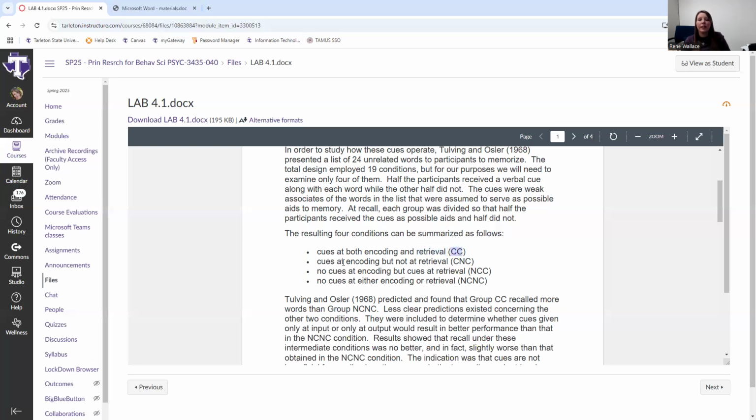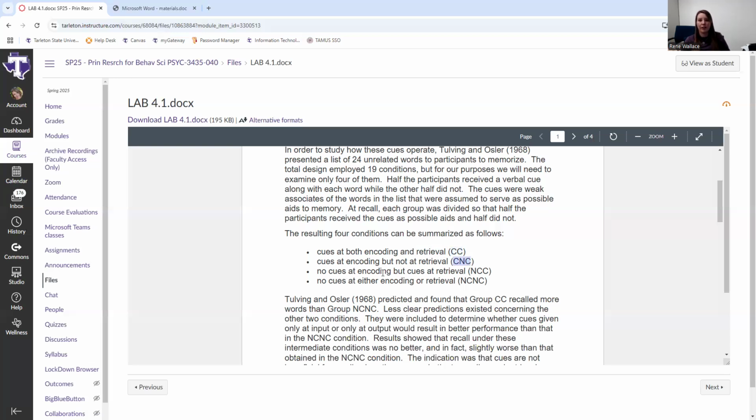And then cues at encoding. So when they're memorizing the list, when the information is being encoded into their memory, you're going to give them this cue word to help hopefully remember later, but you're not going to tell them the word at retrieval. You're just going to hope that it made it into their brain and they can remember it. That'll be your CNC group.